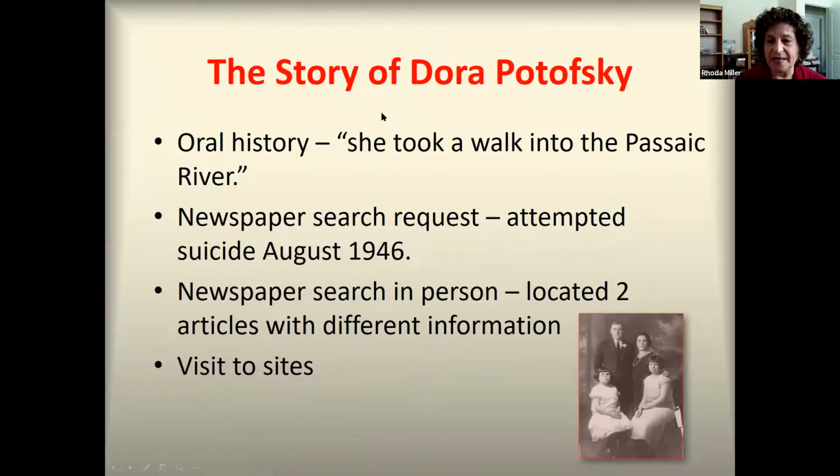All right, so this is going to be case study number 1. This is the story of Dora Potofsky. Dora Potofsky is the woman in this picture, and she was my grandfather's sister. And this is her daughter Rebecca, and this is her daughter Bertha. So one of the big issues in this family, aside from researching Dora, the daughter Rebecca was one of 182 descendants of my great-grandfather. Rebecca was the only one I couldn't find.